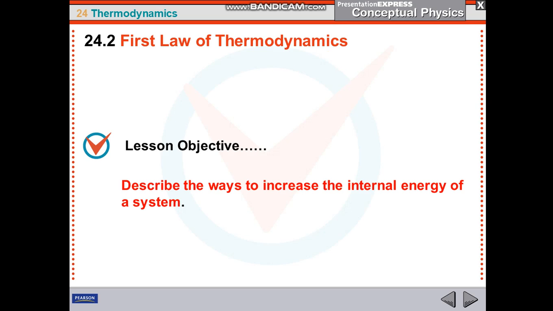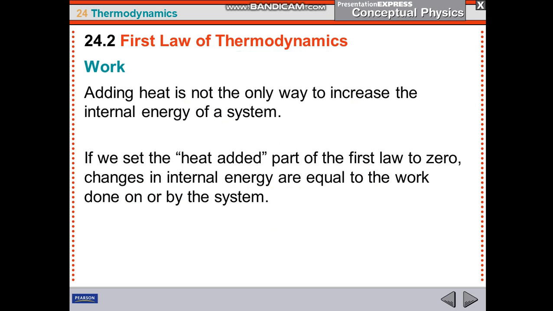a system. In the previous part of chapter 24 lesson 2, you learned how to state the first law of thermodynamics. So you learned that the first law of thermodynamics states that heat added to a system is equal to the increase in internal energy plus external work done by the system.